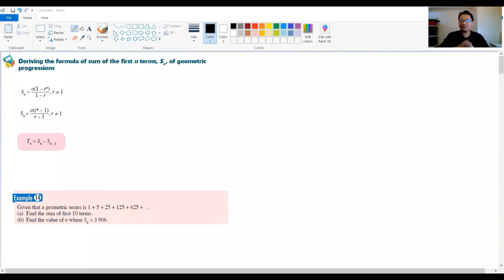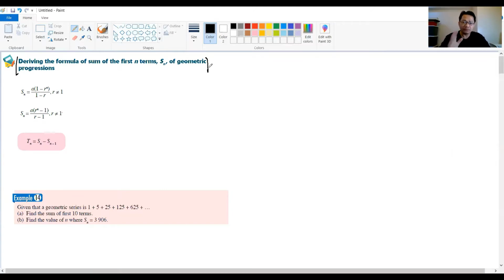So I will share the notes for today's lesson. All right guys, this is the topic that we want to learn today. As I told you, we are going to learn two things. The first thing is how we derive and use the formula of the sum of the first n terms for geometry progression.